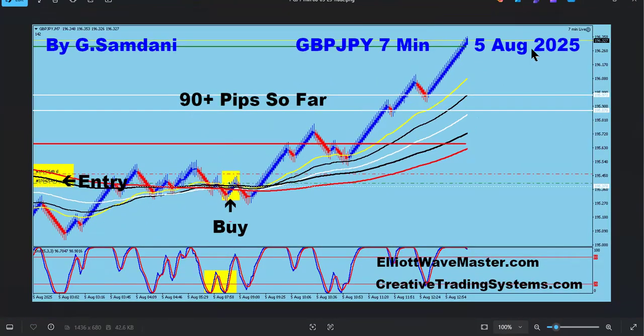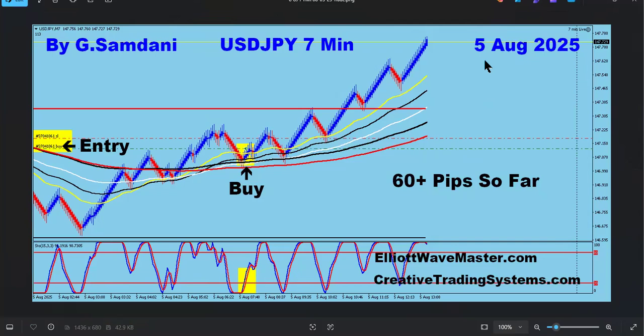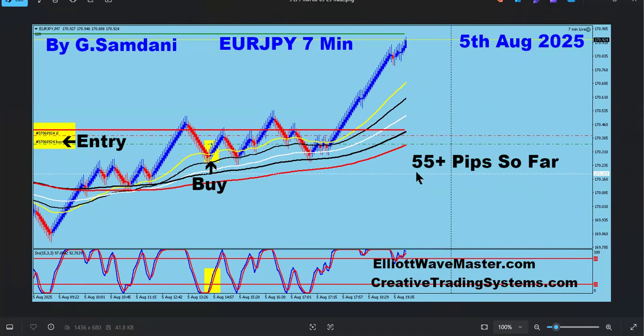This one on the 5th, pound yen from the 7-minute chart, 90 pip right there. The entry is right there. And then on the 5th again, USD yen. When yen starts to get weaker, all yen pairs usually go alongside and go to the upside. That's why you see euro yen, pound yen and then USD yen all go to the upside. 60 pip here. Yen was getting weaker. And then see, euro yen, 55 pip, went up on the 5th as well.